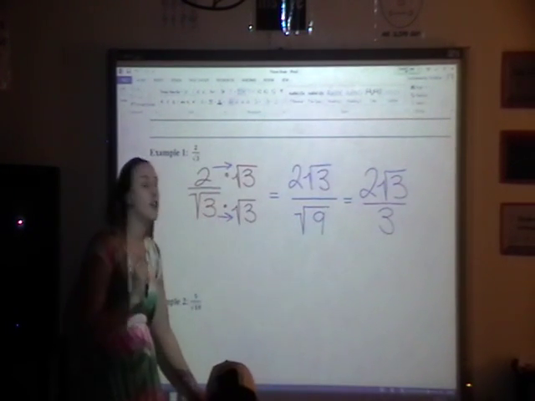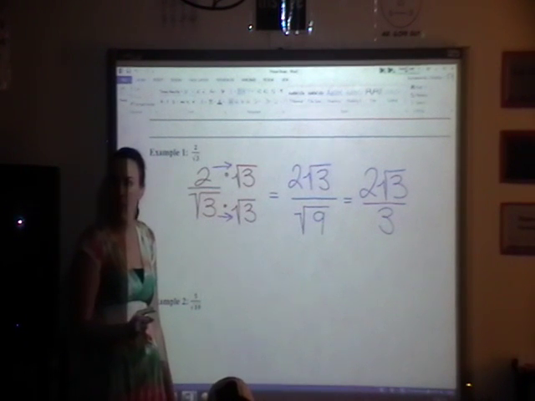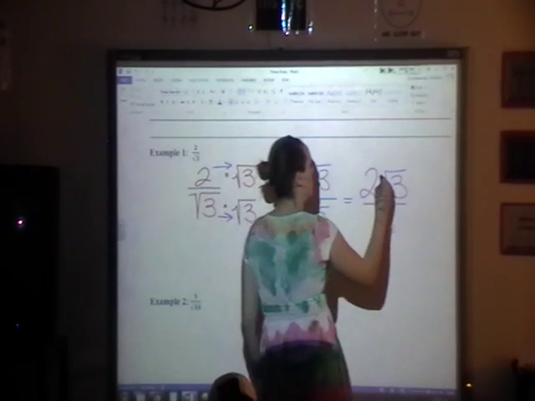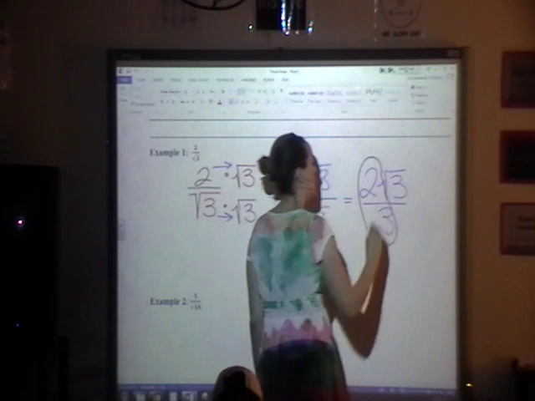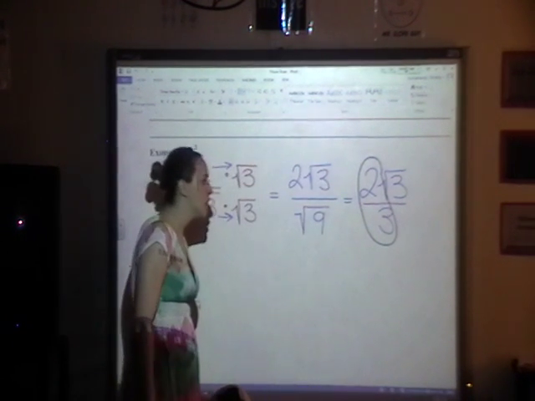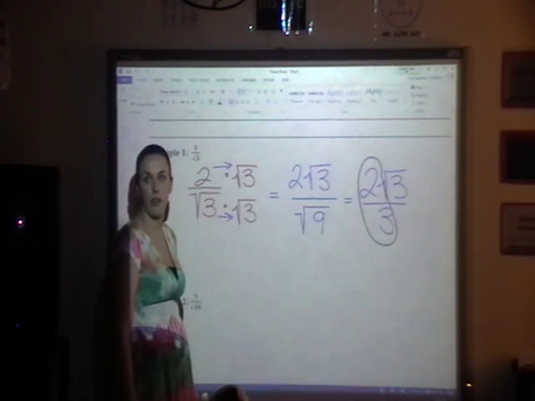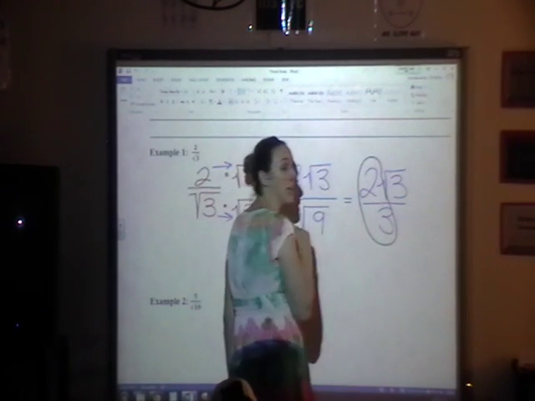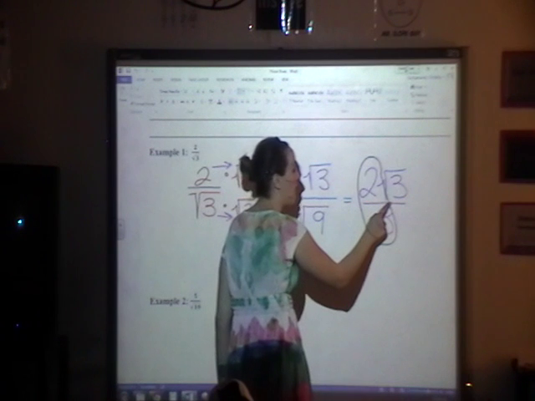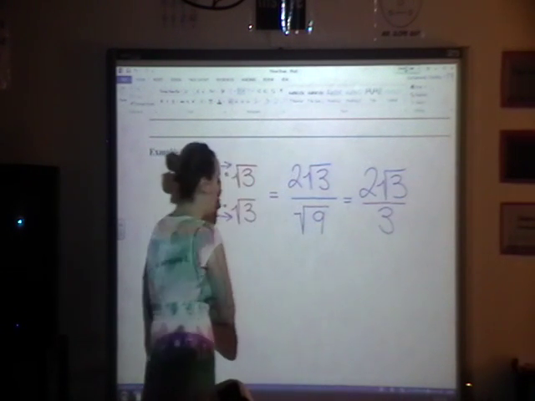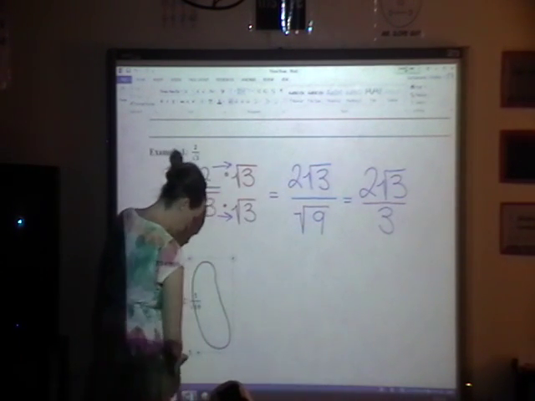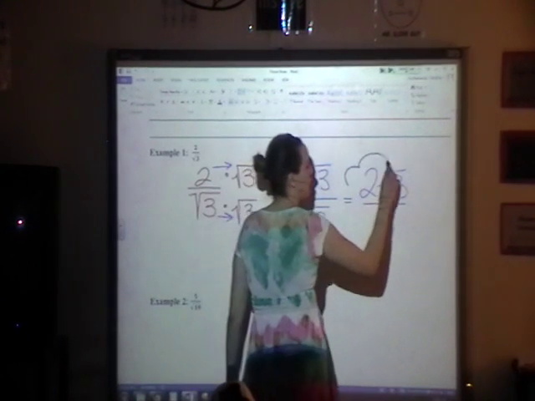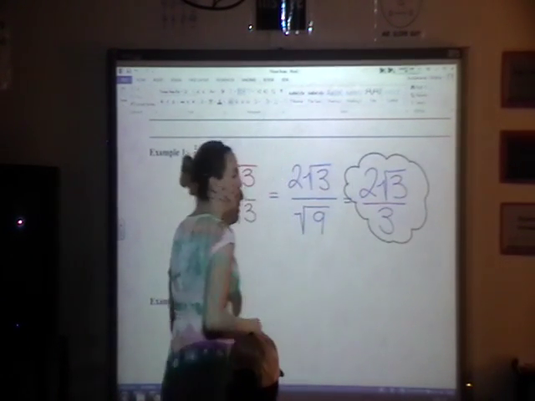The last thing you must check is your whole numbers. Can we simplify 2 over 3? No, do not multiply them, that's division. 2 divided by 3. No, there's nothing that goes into both 2 and 3. So there's our answer. 2 radical 3 over 3.